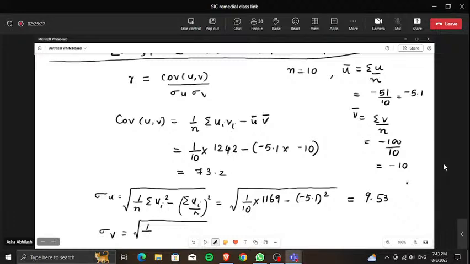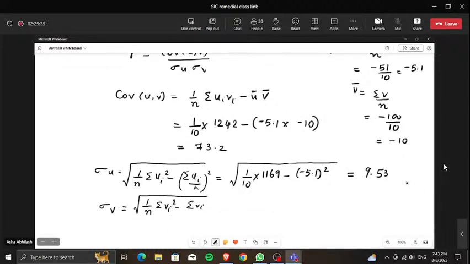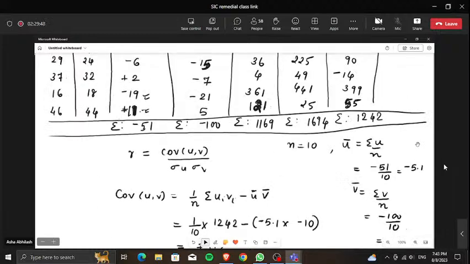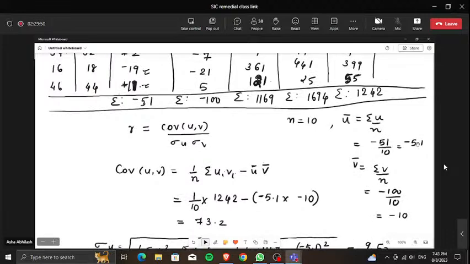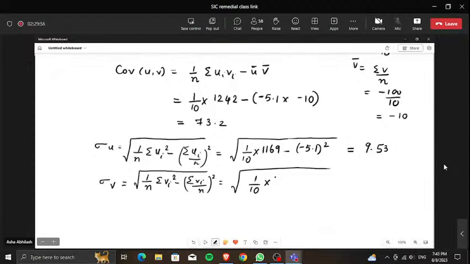Sigma V is equal to 1 by N. Instead of U, we have to write V. So you have to substitute all the values. What is your VI square? 1694, right? Yes, ma'am. Yes. 1694. 1694 minus V bar square, that is minus 10 all square. Yes. Quickly find this value.